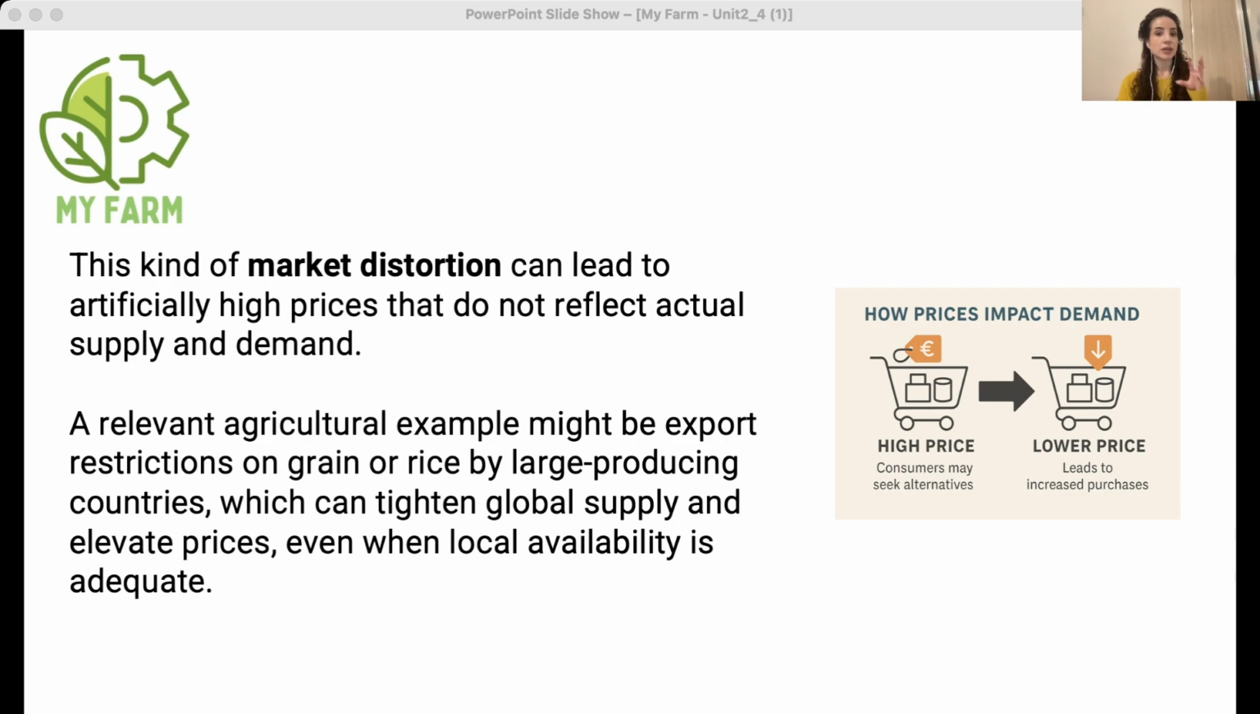When markets are distorted, prices can become disconnected from real supply and demand conditions. In these situations, prices may rise not because products are scarce, but because access to them is restricted. A good agricultural example is when large grain or rice producing countries impose export restrictions. Even if there is enough supply locally, limiting exports can reduce availability on global markets, pushing prices higher for producers and consumers elsewhere. These price increases reflect policy decisions rather than true market balance.